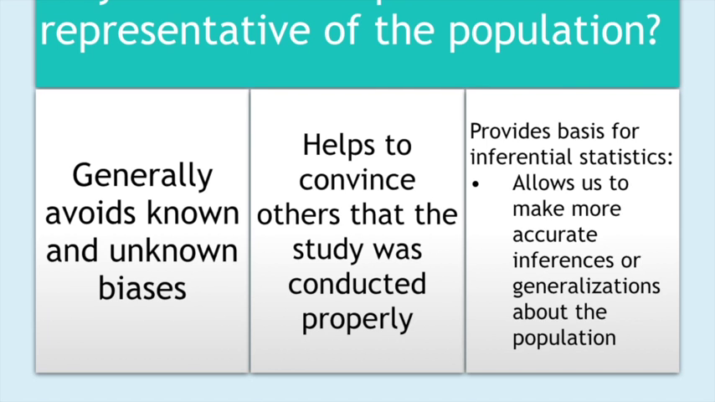Why does the sample need to represent the population? Generally, it avoids known and unknown biases. It also helps us convince other people that the study was done correctly and provides a basis for our inferential statistics because it lets us make accurate inferences about the population.